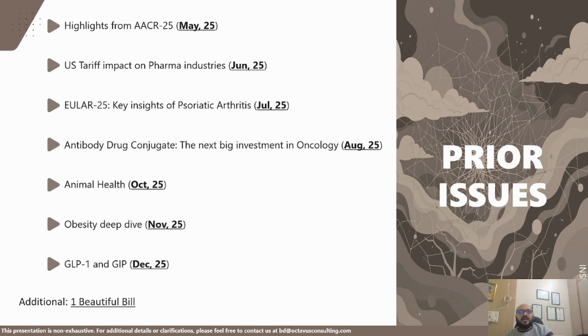Like we have covered AACR. We started with AACR last May, and then we did the tariff impact, ULAR, ADC, then Animal Health. We covered obesity and GLP-1s in November and December. Additionally, we also covered the One Big Beautiful Bill, which was an extension to the June IC version.